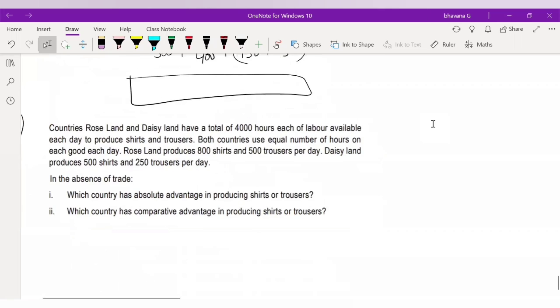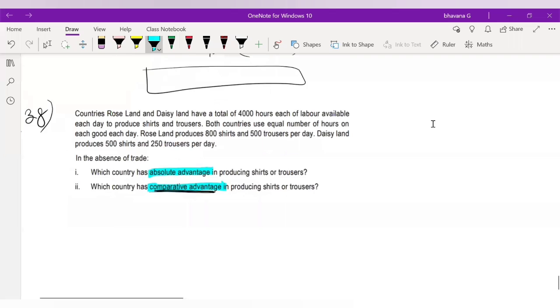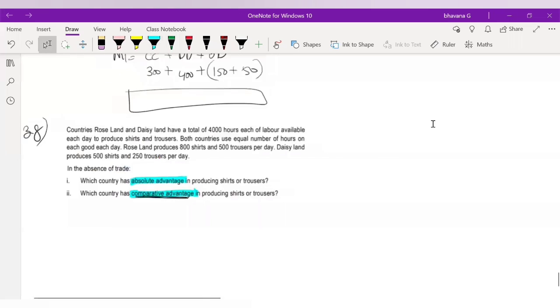Next, moving on to our 38th question. This is the same question: who has the absolute advantage and who has the comparative advantage? Absolute advantage we have already seen. We'll find out the productivity and then we'll find out our absolute advantage. But a new thing here is that they have asked you about comparative advantage. That means in terms of opportunity cost, who has the advantage? I'll solve this question. This is our final question. We have no more questions, guys. Last question of the day.